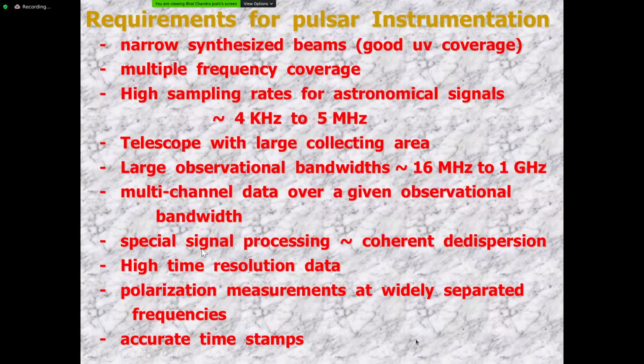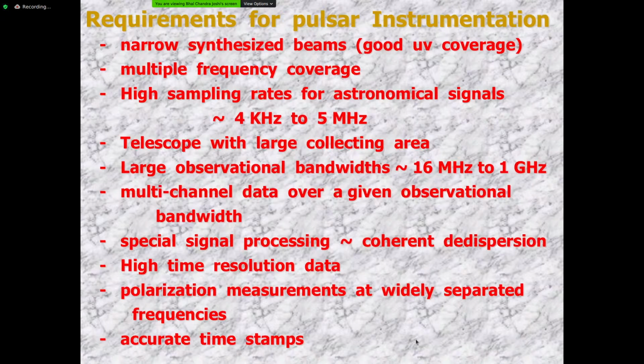And you need special signal processing like coherent dispersion, which we discussed, and you need receivers which give you polarization. But most importantly, as we will see later on, to be able to extract information from the pulsar time series, you need to time the pulsar. That means you need to find out the time at which a pulse arrives at your observatory, which is also known as time of arrival. To do that, you need a very accurate clock, and you need to associate the pulse with an accurate timestamp.